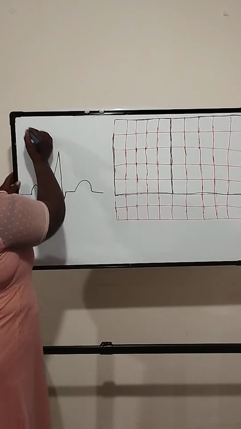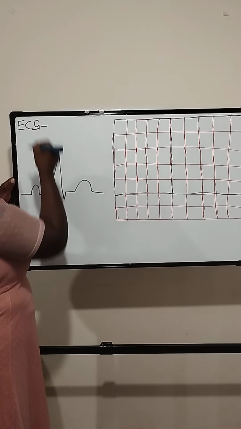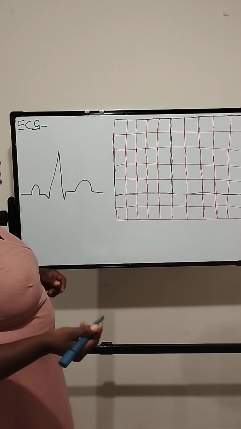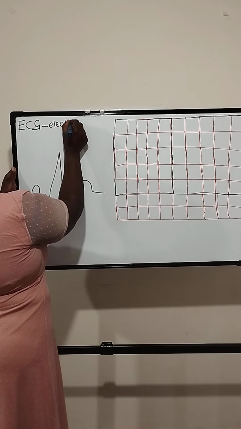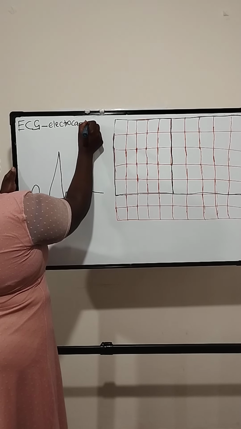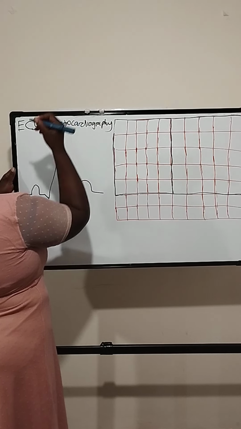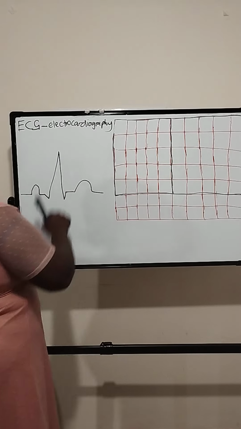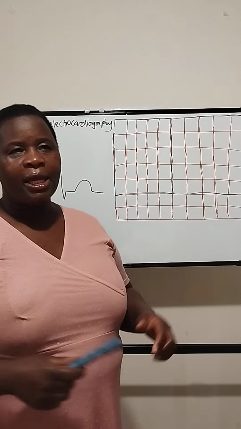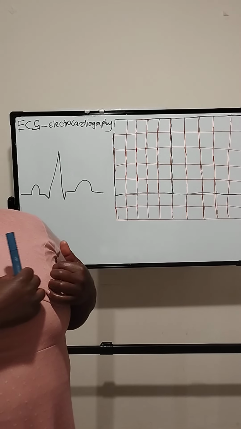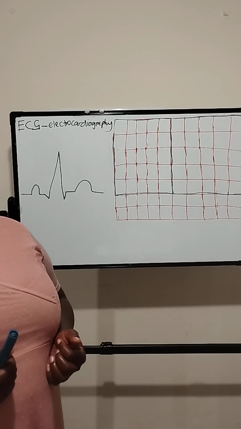ECG is an abbreviation which stands for electrocardiography. So electrocardiograph is a graphical presentation of the electroconduction system of the heart, which is shown in waves.